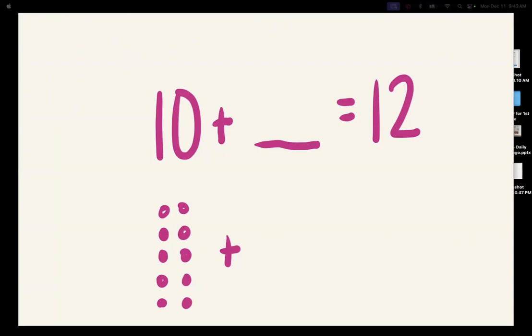Good job. Nicely done, Ava. Ava thinks there's two more. So 10, 11, 12. So 10 plus 2 equals 12. Awesome job. Nicely done. Okay, guys, that's all I have for you today.